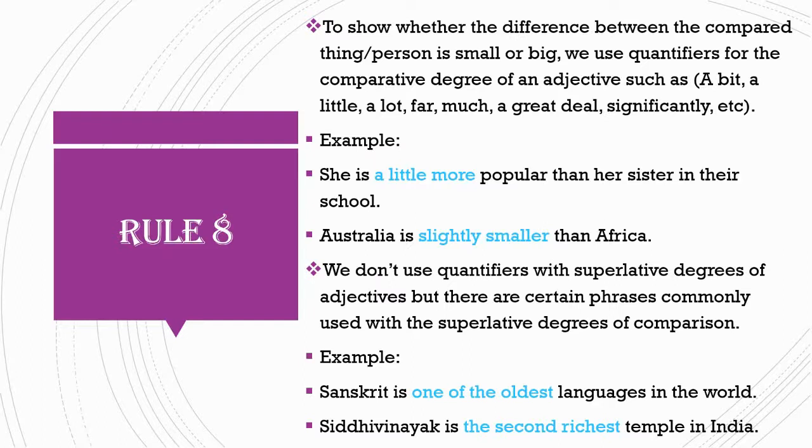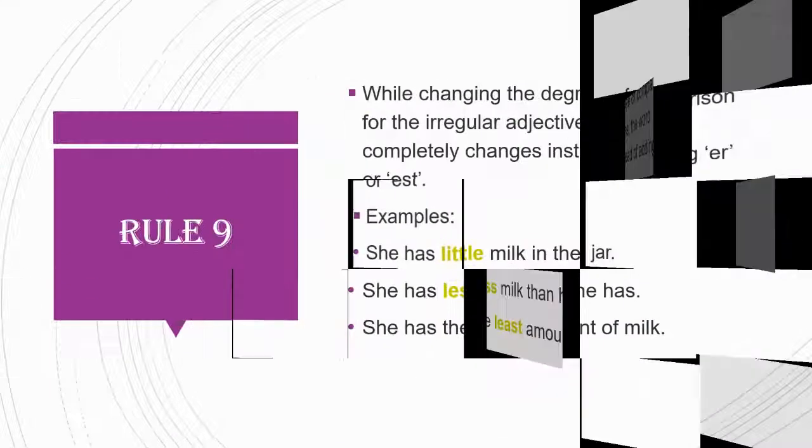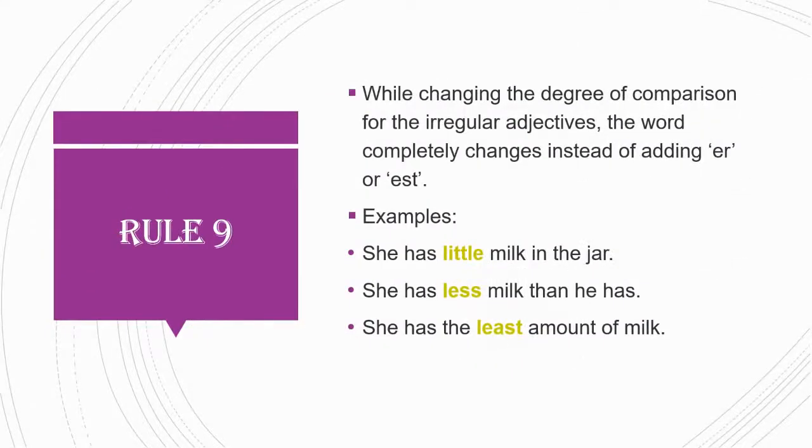Rule number 9. While changing the degree of comparison for irregular adjectives, the word completely changes instead of adding -er or -est. Examples: She has little milk in the jar. She has less milk than he has. She has the least amount of milk.